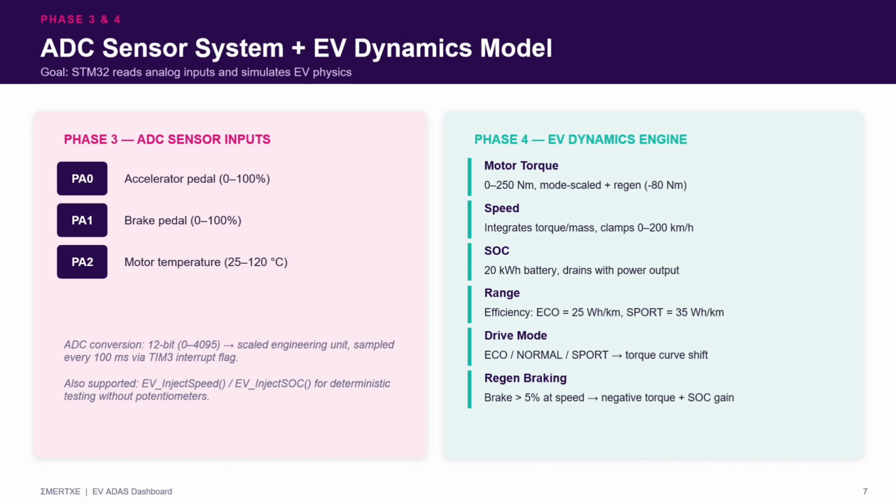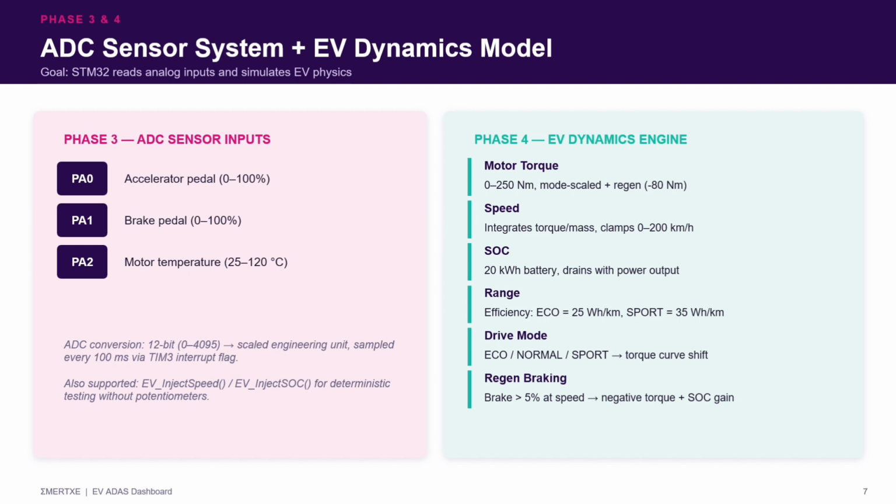So let us see the ADC and EV dynamics. This phase started with 12-bit ADC conversion, reading PA0 for accelerator, PA1 for brake, and PA2 for the temperature, feeding the EV dynamics engine itself, with motor torque from 0 to 250 newton-meters, etc. These are done in the ADC and EV dynamics phase.